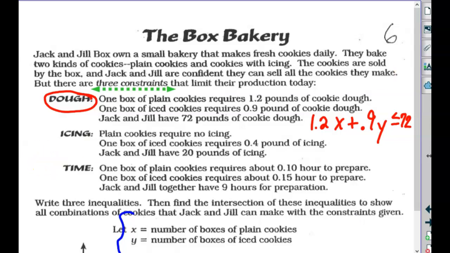Okay. Going back, icing. I will do in blue. Okay. Plain cookies require no icing. Oh, this will be easy. 1 box of iced cookies requires 0.4 pounds of icing. So 0.4 what? X or Y? Y has to be less than or equal to 20 pounds, right? Can you divide that real quick? What's Y, 20 divided by 0.4? Y is less than or equal to 50.